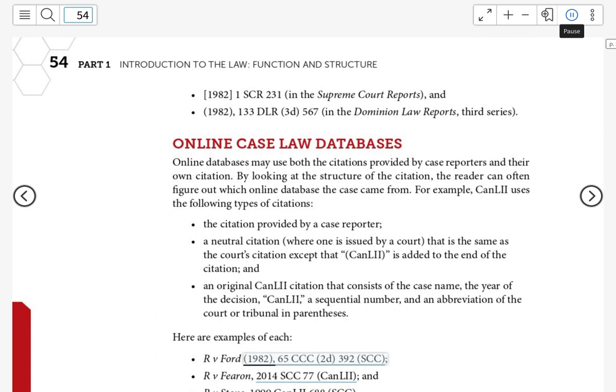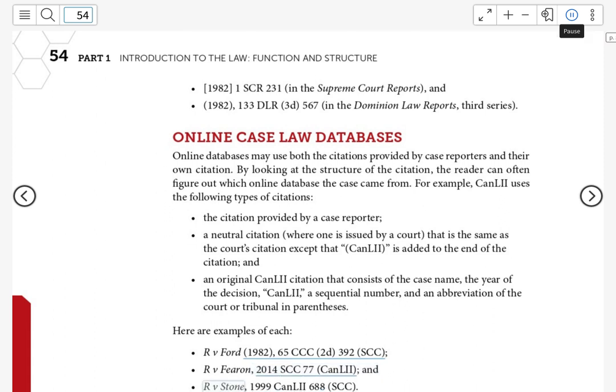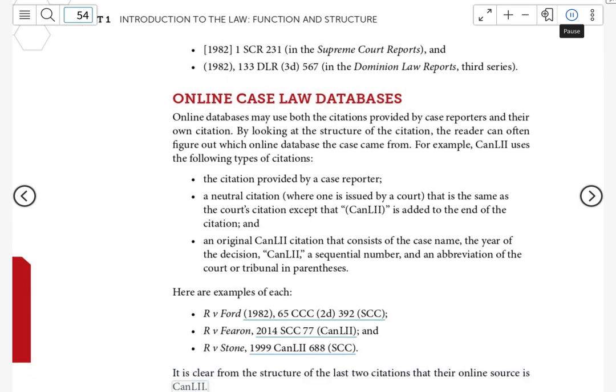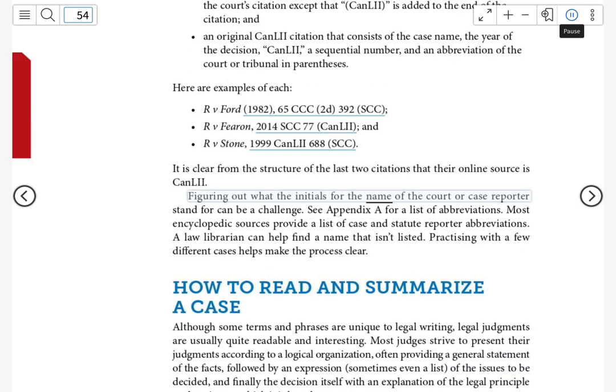R. v. Ford, 1982, 65 CCC (2d) 392 (SCC), R. v. Fearon, 2014 SCC 77 (CanLII), and R. v. Stone, 1999 CanLII 688 (SCC). It is clear from the structure of the last two citations that their online source is CanLII. Figuring out what the initials for the name of the court or case reporter stand for can be a challenge. See Appendix A for a list of abbreviations.